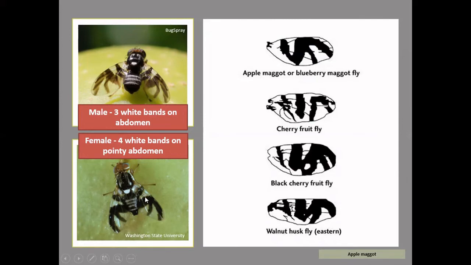Now, there is a difference too between males and females, and this is important in terms of being able to identify where the activity is at in the orchard. So the males have a rounded abdomen with 3 white bands, whereas the female has a pointed abdomen with 4 white bands. And again, this is important for being able to understand the activity of the population, as males tend to emerge sooner than the females in a typical year.